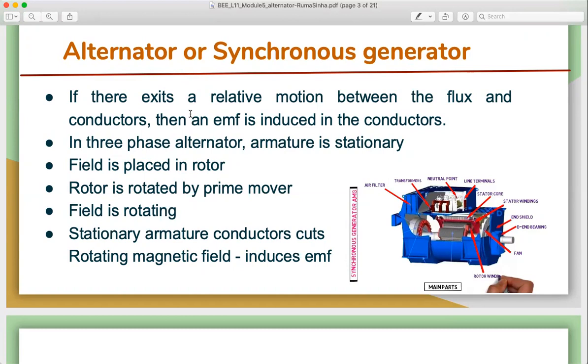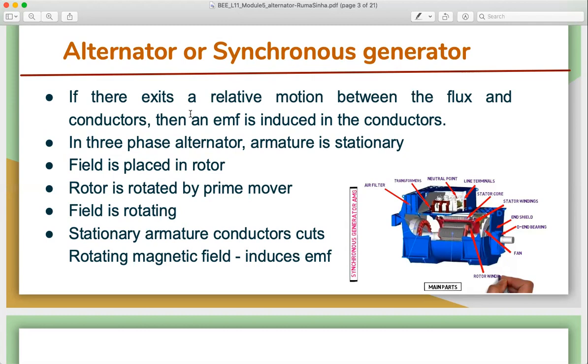The basic concept is we will have the conductors placed in the stationary part of the machine, and we have the magnetic field which will be rotating. Now, to obtain this magnetic field, we do not use any permanent magnet. Instead, we use a field coil which is placed in the rotating part. In the field coil, a DC supply is given. So when the current flows in the field coil, it produces a magnetic field, and once that magnetic field is produced, it acts as a magnet.